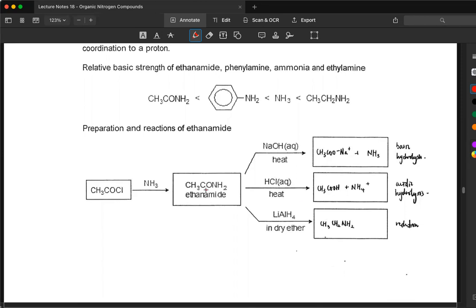So this is a summary of the reactions involving our amide, ethanamide. It can undergo base hydrolysis, acidic hydrolysis, and reduction as well.